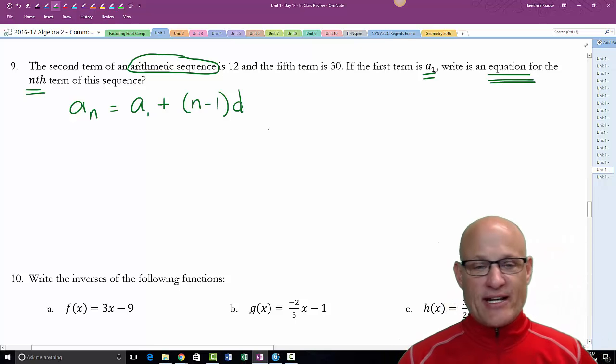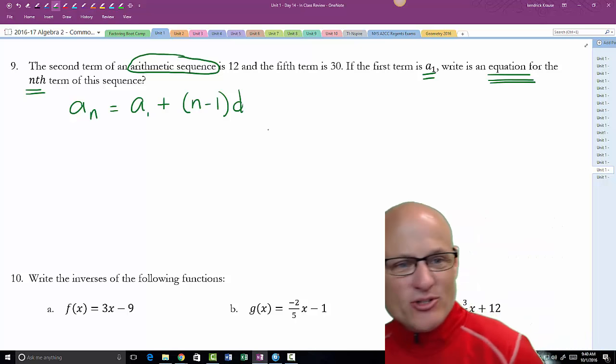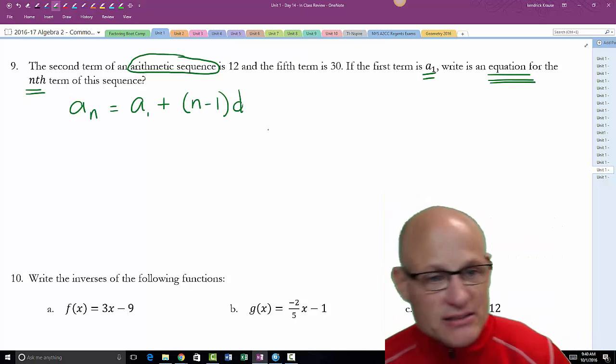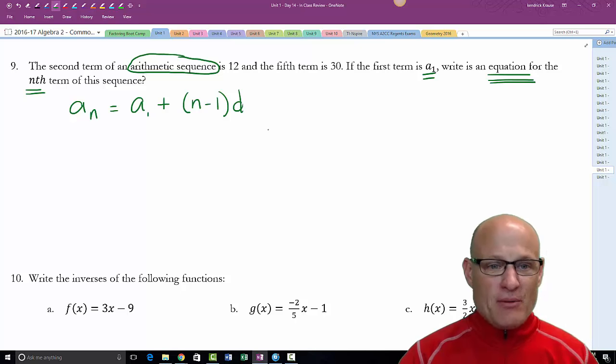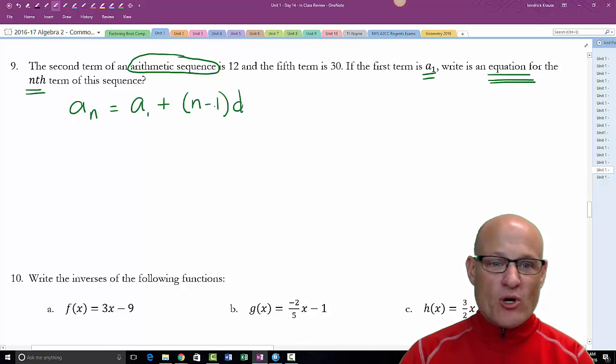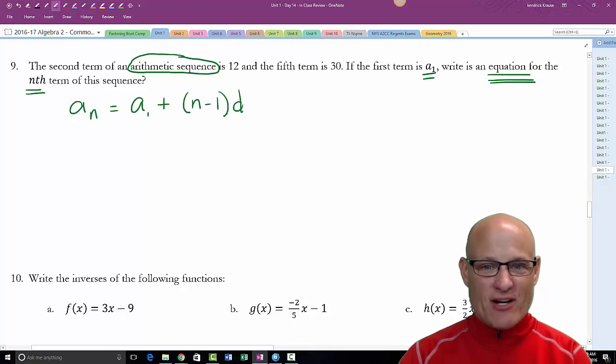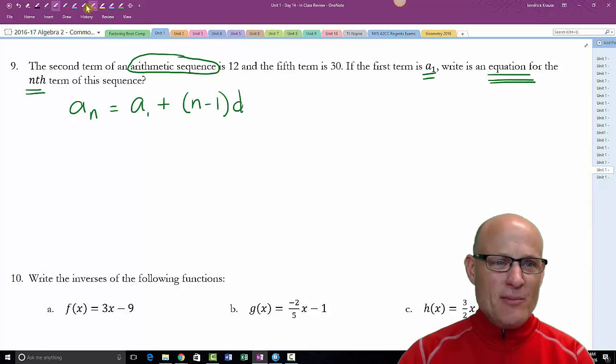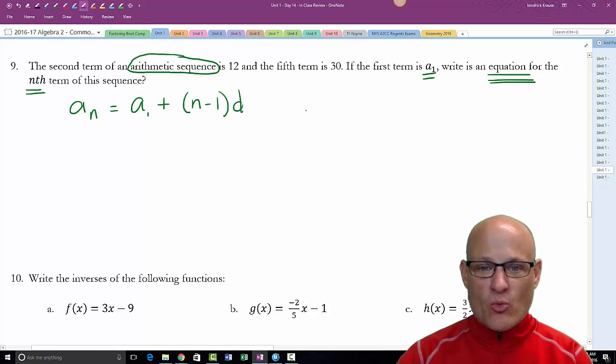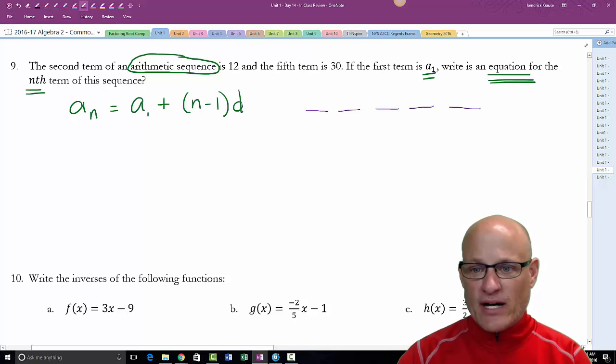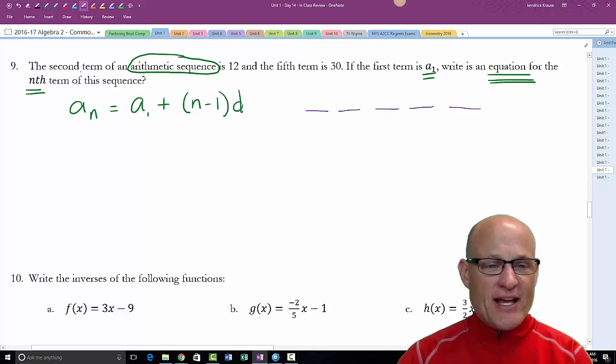Alrighty then. Let's see. Can I find d? I don't know a sub 1, but I probably could find it. But I don't know a sub 1, and I don't know d. So I've got to figure out what this is. Sometimes it's in your best interest to just go 1, 2, 3, 4, 5. The second term is 12.